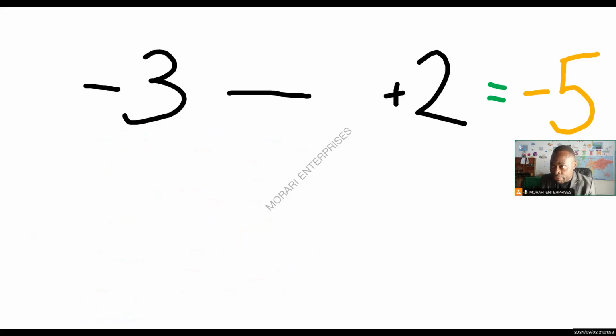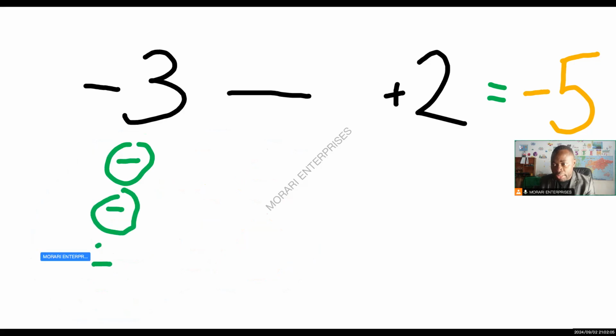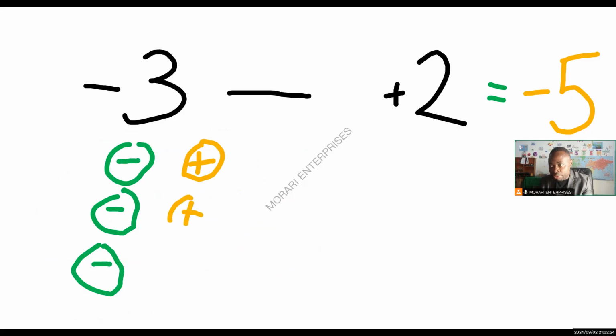Now, 3 negatives, that's -3, 1, 2, 3. That's what we have. Please illustrate, write it down like this at home. Do some action. And then we need to remove, take away, minus +2, but we don't have +2. So we introduce +2, we introduce the 2 +2 to this -3.